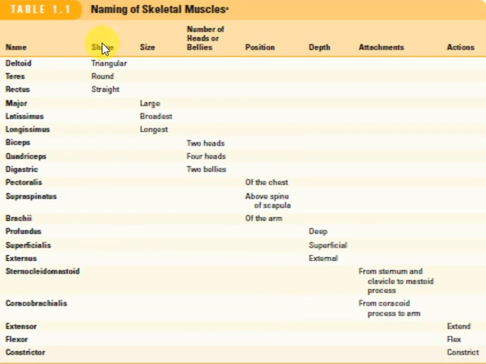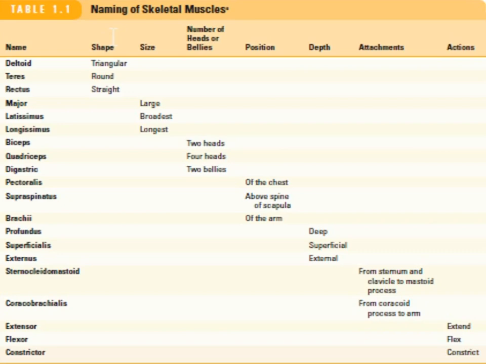For example, in shape we have some of the muscles which are triangular. Kwa mfano nani? Deltoid. Kwa muscle ambayo ni triangular inapewa jina deltoid. Muscle ambayo ni round inapewa jina teres. Muscle ambayo ni straight inapewa jina rectus. Kwa mfano muscle inaitwa rectus abdominis. Jina rectus limetokana kwamba it is straight. Then the name abdominis ni kwa sababu ya position, it is present at the abdomen. Unaona teres major, the name teres ni kutokana kwamba it is round. Then major kutokana nini? Size.